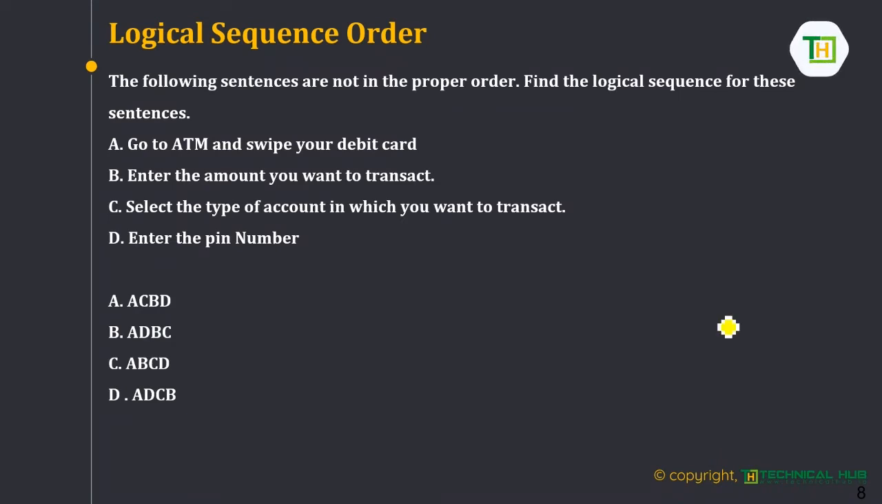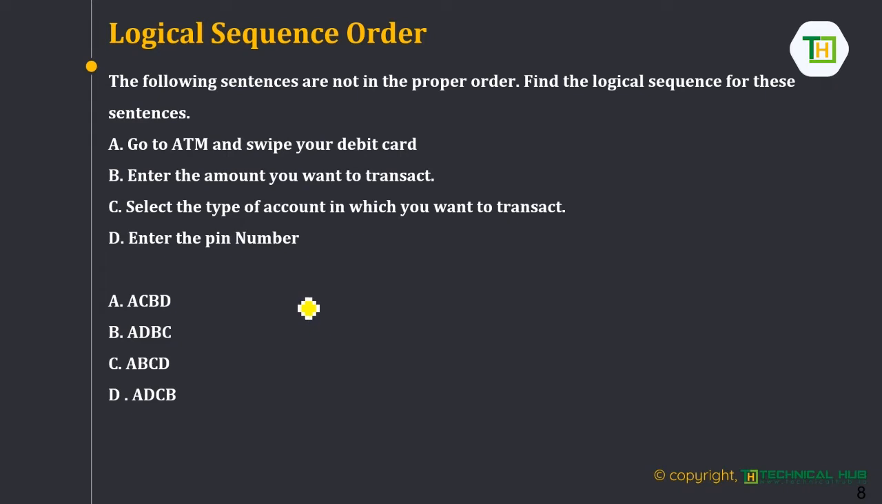So logical sequence order. Some statements are given, so using priority or a meaningful order. Okay, so what are the sentences? Sentence A is go to ATM and swipe your debit card. Sentence B is enter the amount you want to transact. C is select the type of account in which you want to transact. And finally, enter the PIN. So arrange in meaningful order, means logical sequence order.